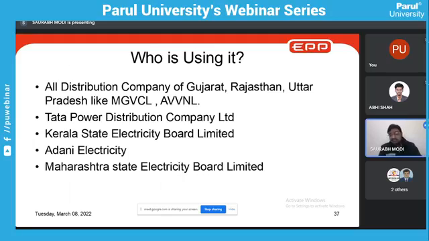In Rajasthan, there are various ones. AVVNL stands for Ajmer Vidyut Vitran Nigam Limited. Suppose JVVNL, then Jaipur Vidyut Vitran Nigam Limited. So ultimately, Tata, Kerala, Adani, then Maharashtra, then Telangana, Andhra Pradesh.